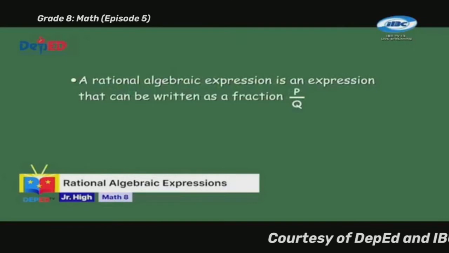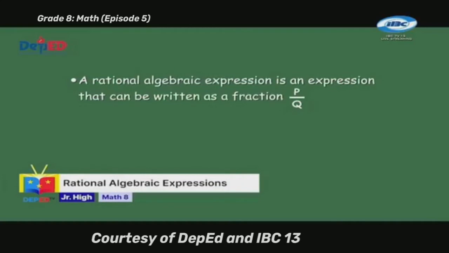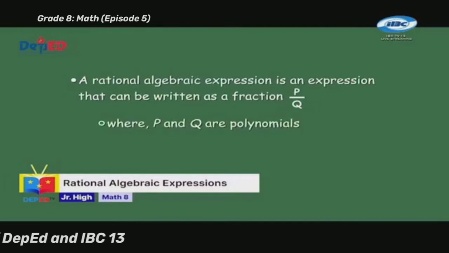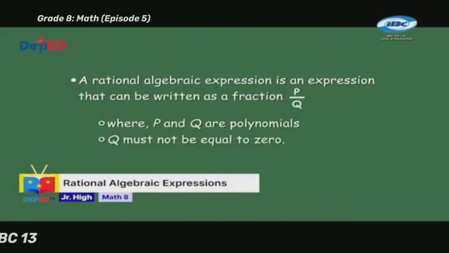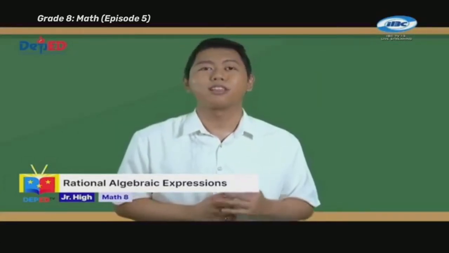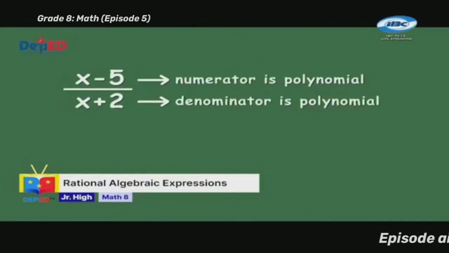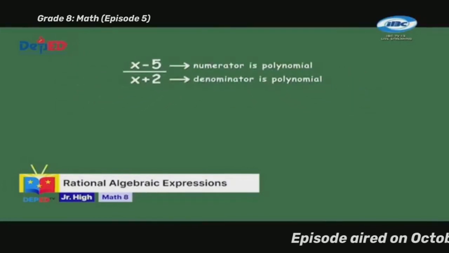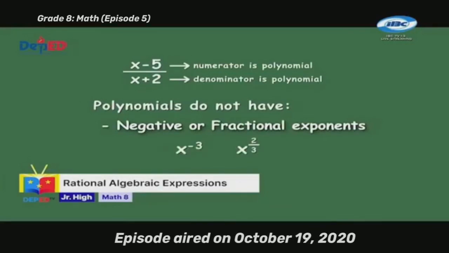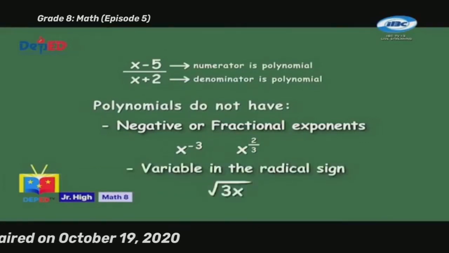A rational algebraic expression is an expression that can be written as a fraction of the form P over Q, where P and Q are polynomials, and Q must not be equal to 0. In other words, a rational algebraic expression is an expression whose numerator and denominator are polynomials. Remember that the polynomials do not use a negative fractional exponent. Polynomials also do not have variable in the radical sign.